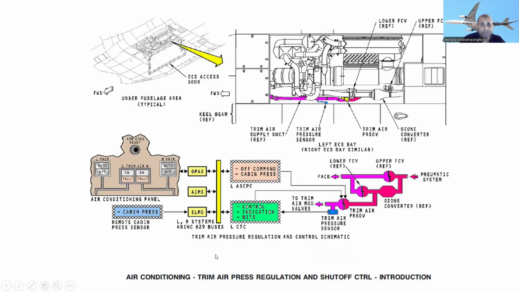These signals come from here, and the control indication byte off commands cabin pressure, right? So this is the trim air pressure regulating shut off valve. Okay, trim air pressure sensor here. This is the ozone converter. This is upper FCV and lower FCV, the flow control valves. These are the two flow control valves. This is the trim air pressure shut off valve. The flow control valve is the one used to mix the air.